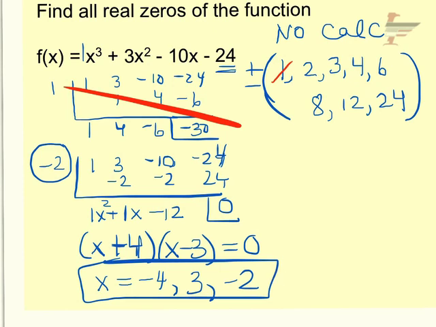So it is trial and error without your calculator. You're just trying all of these plus or minus possibilities until you get one to work. And really, once you find one that works with a cubic, you're down to a quadratic. So just solve that. Don't just keep trying these unless you really want to.